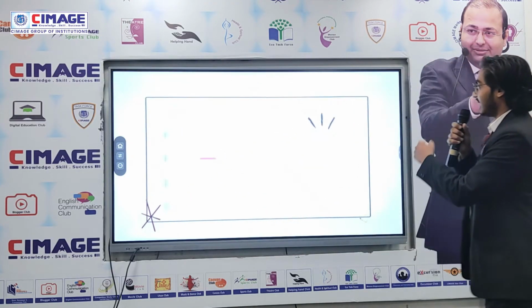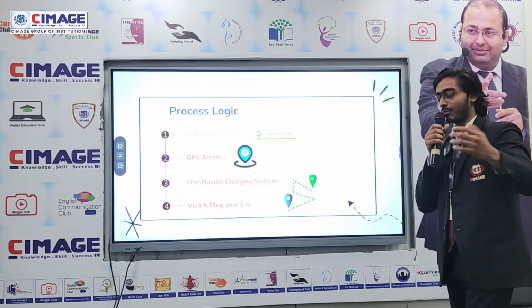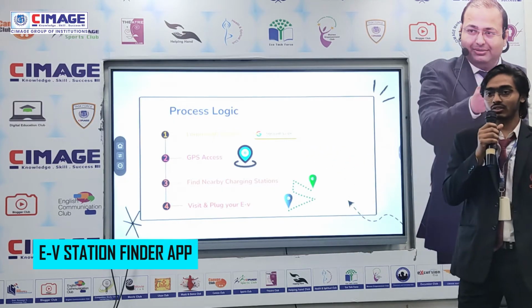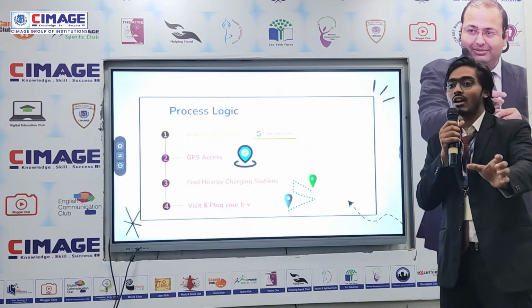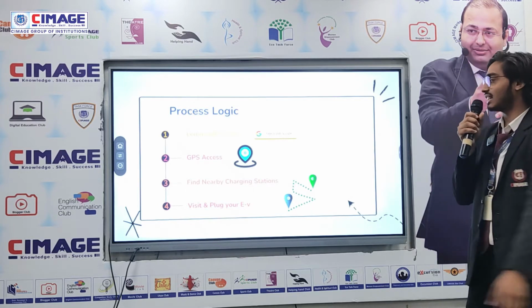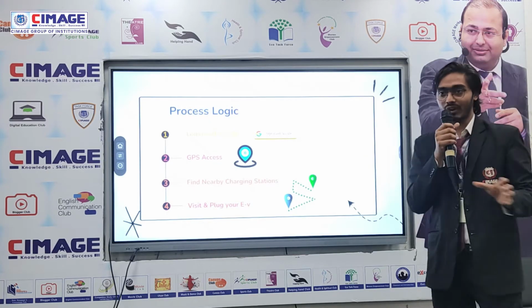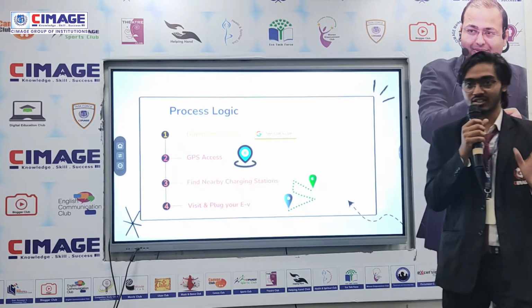Here is the process logic of my application. Here I mention all the processes which the user has to perform. The first process is login with Google. The user has to go to the home page of my application, and there is a sign up button where the user has to press. Then users have to allow access to their GPS location, and then users can find nearby charging stations, and then simply visit there and plug their EV vehicles into the charging stations.